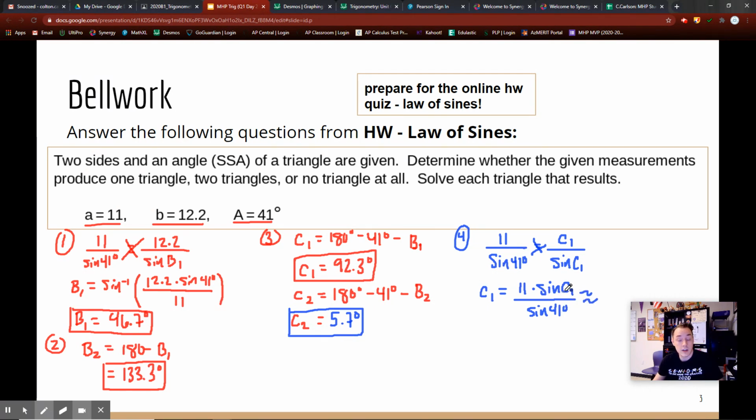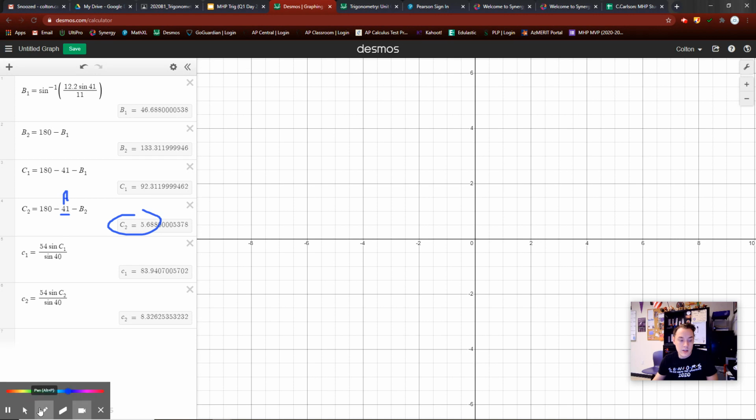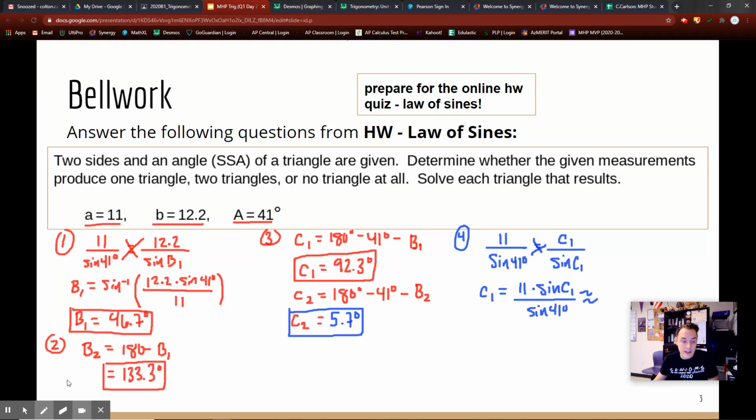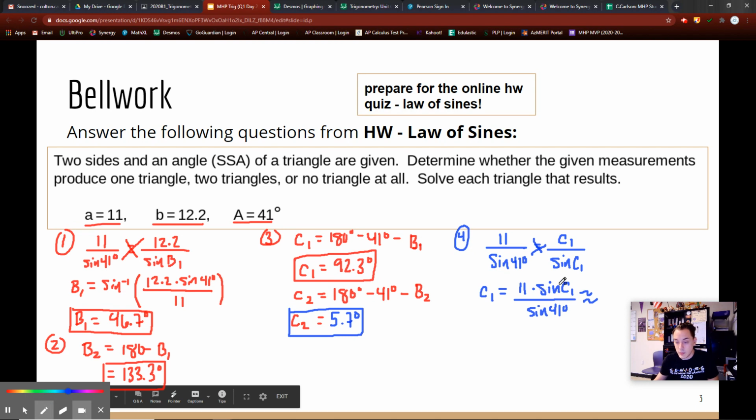So what am I going to do? I'm going to go to Desmos and type that in. 11 times sine of C1, and then all over sine of 41. So this is really what I need to change right here. This 54 to 11, and then times sine of C1, which is great. And then I was dividing by sine of 41. And so what I get is 16.7. So 16.7. And I'll go back here, and then I'll start writing that in.